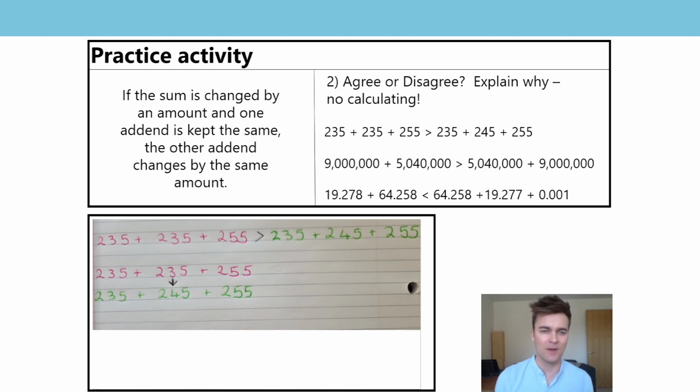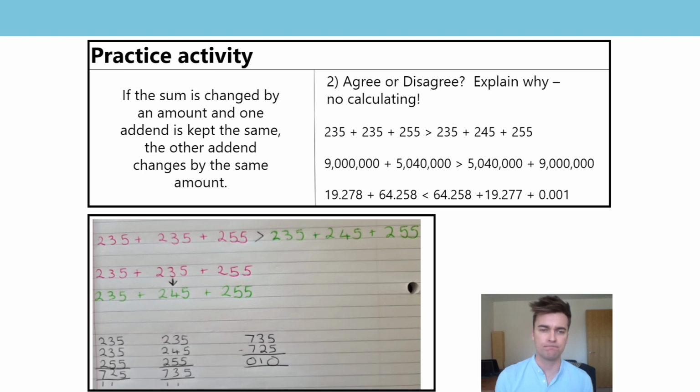235 increased by 10 becomes 245. So how does this help me to say if I agree or disagree? Is the left-hand side greater than the right-hand side? Well, we can see that the green addend is greater than the pink addend. So it's not correct to say that the left-hand side is greater than the right-hand side. This is incorrect. I disagree. And there are my jottings to show why I disagree.